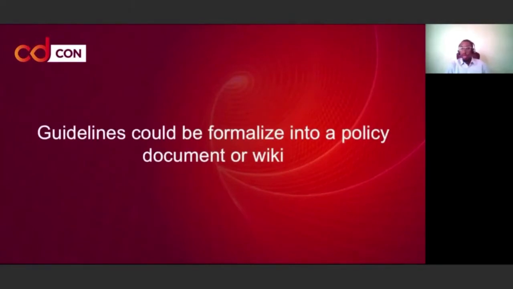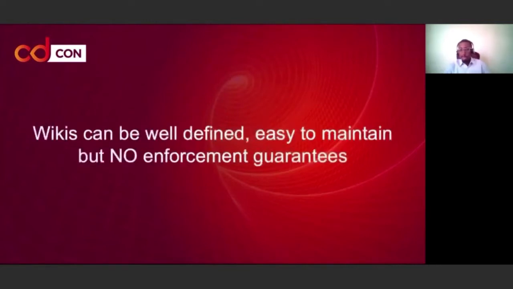When these principles are formalized in a wiki or a document, a policy document, then you have something that's more structured, something that's easy to maintain. But at the same time, policies defined in a wiki or in a policy document don't have any enforcement guarantees. They're well defined, they're easy to maintain, but there are no enforcement guarantees. So how can you ensure that the policies you need in your software delivery pipelines can always be enforced?